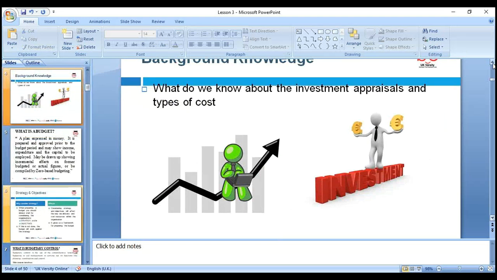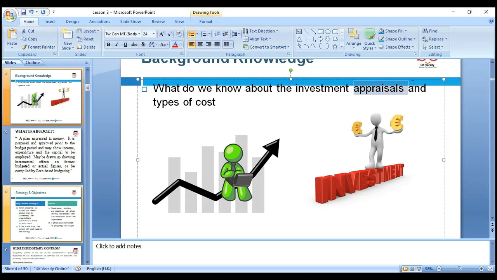If there's any question, we can go through it, but otherwise we'll start. What do we know about investment appraisal? Any thought about appraisal? What is meant by appraisal? Yes.